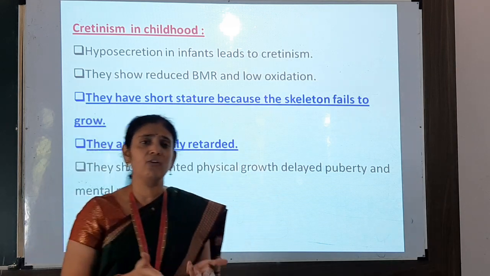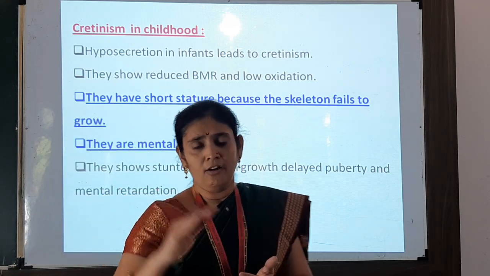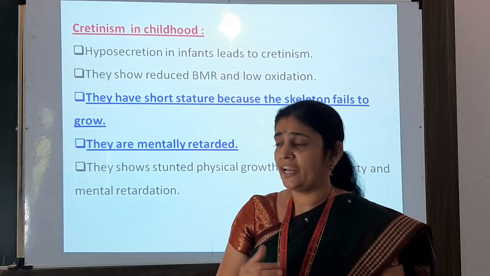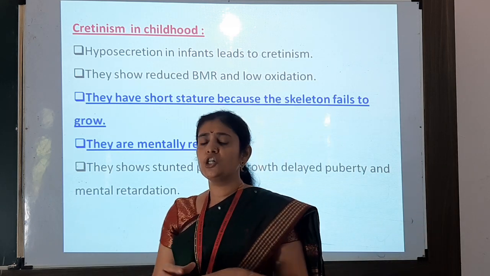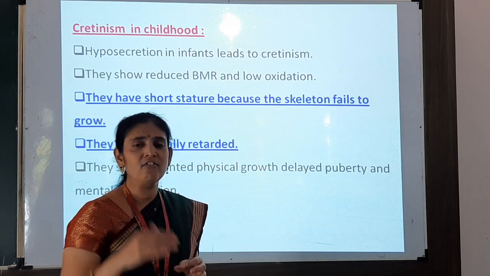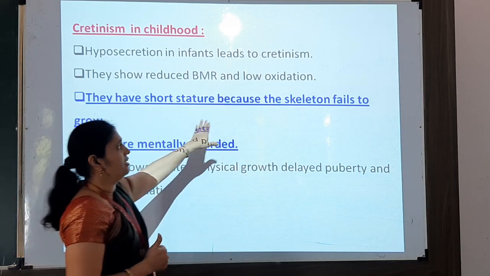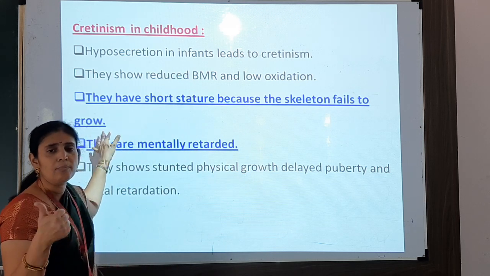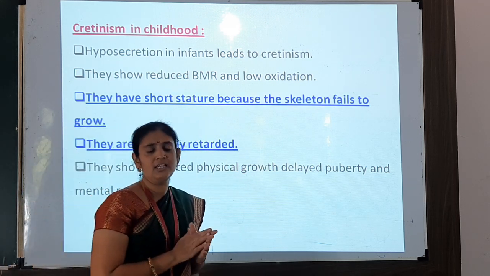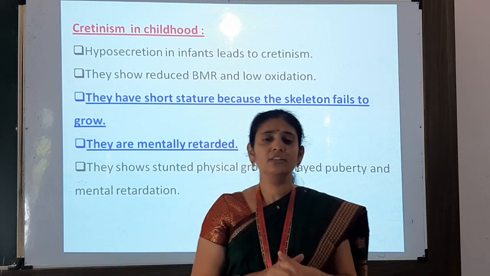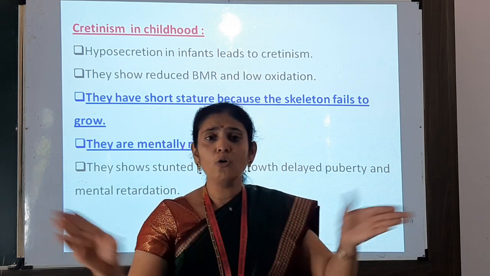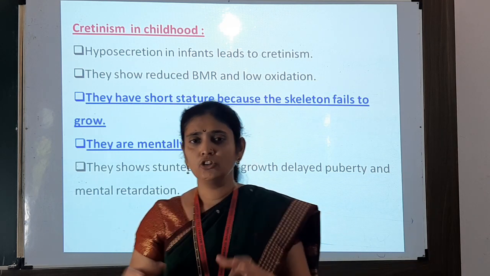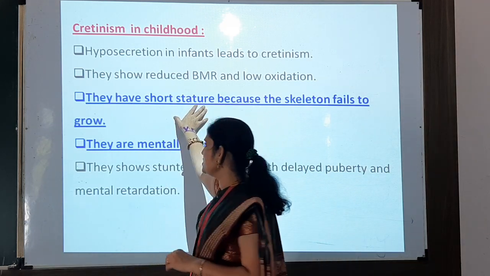As there is no thyroxine, there will be very low basal metabolic rate and very low glucose oxidation, and due to this they have short stature, very short height, and the skeleton fails to grow. Because there is no proper basal metabolic rate, no glucose oxidation, no energy production, no proper protein synthesis, there is no proper growth. So they are showing short stature.